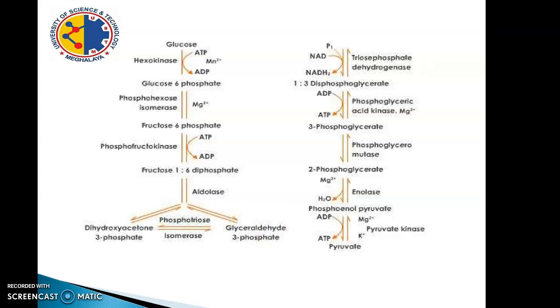Now one thing you have to remember is that this is an aerobic process. That means oxygen is necessary in this process, and here the glucose, which was a 6 carbon compound, is converted into pyruvate, a 3 carbon compound. This is the product of the aerobic process. In the anaerobic process you will get lactic acid, and in the case of microorganisms you will get ethanol.